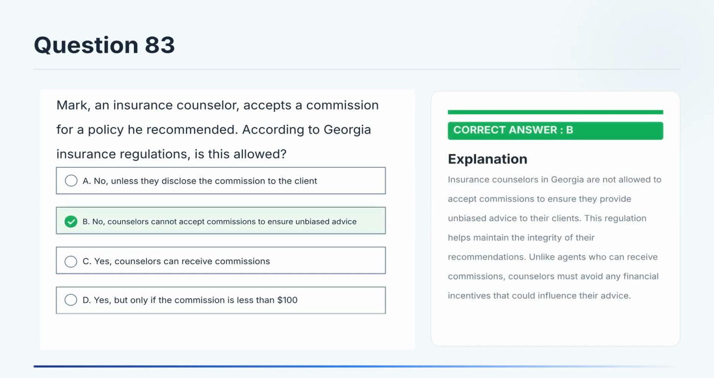The answer is B. No, counselors cannot accept commissions to ensure unbiased advice. Insurance counselors in Georgia are not allowed to accept commissions to ensure they provide unbiased advice to their clients. This regulation helps maintain the integrity of their recommendations. Unlike agents who can receive commissions, counselors must avoid any financial incentives that could influence their advice.